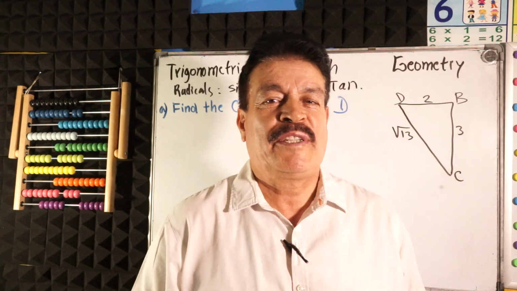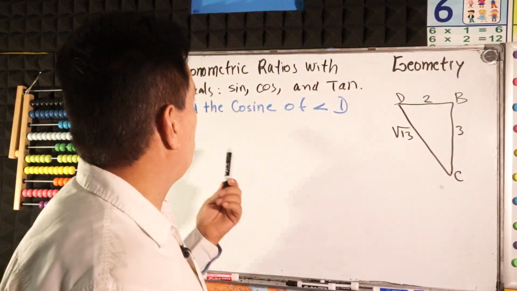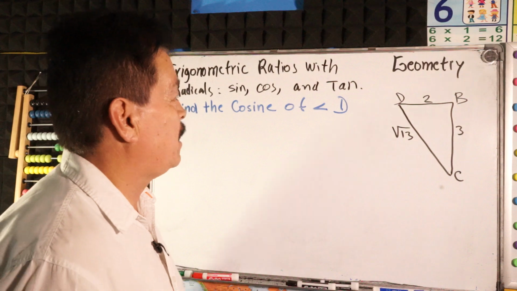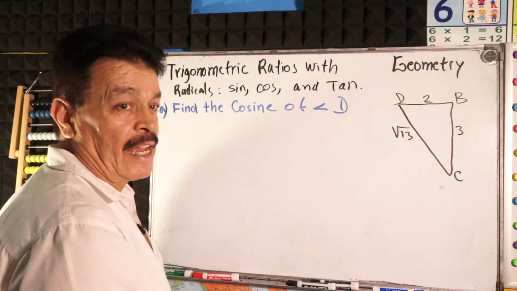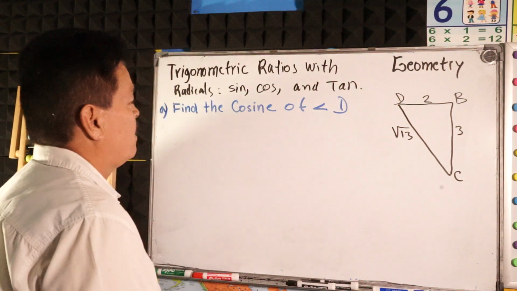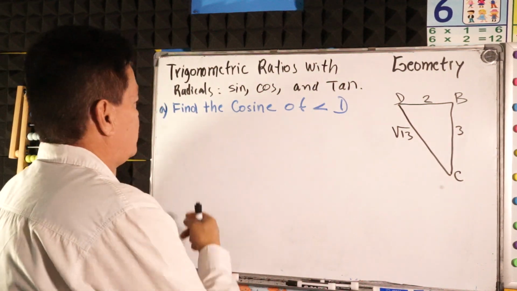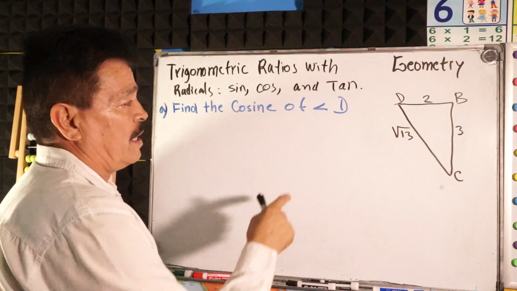Welcome to our geometry class. Today the topic is trigonometric ratios with radicals: sine, cosine, and tangent. Our problem for today is: find the cosine of the angle D.